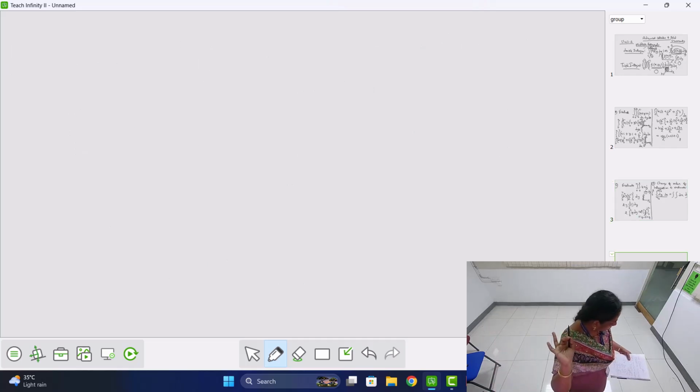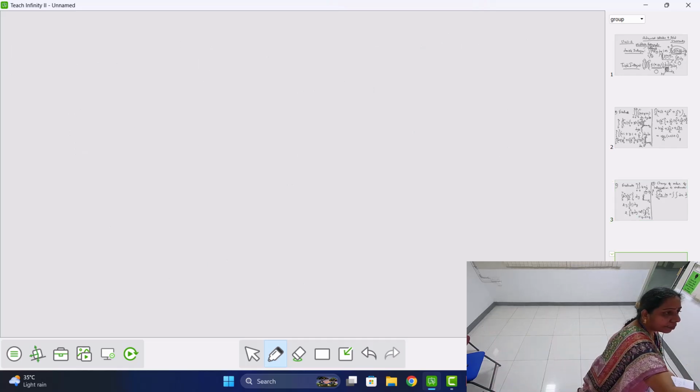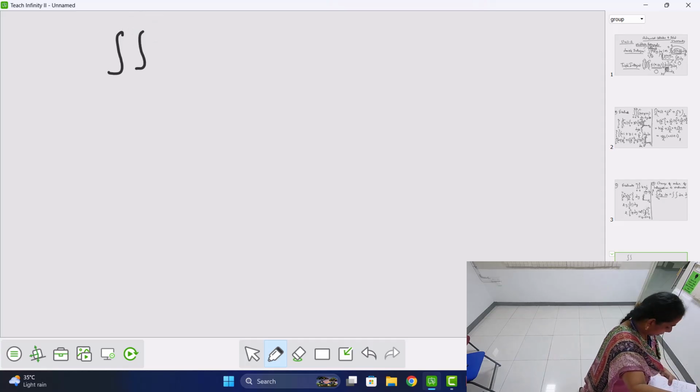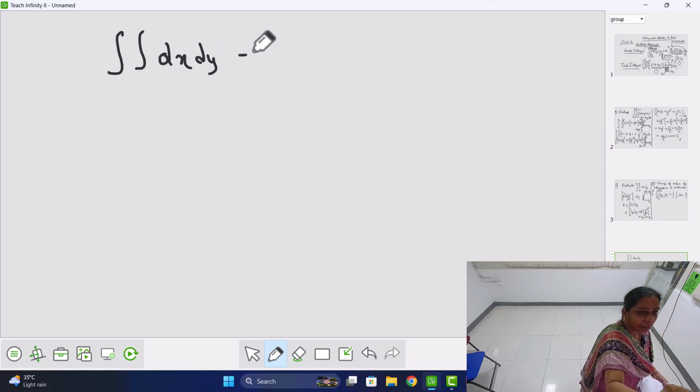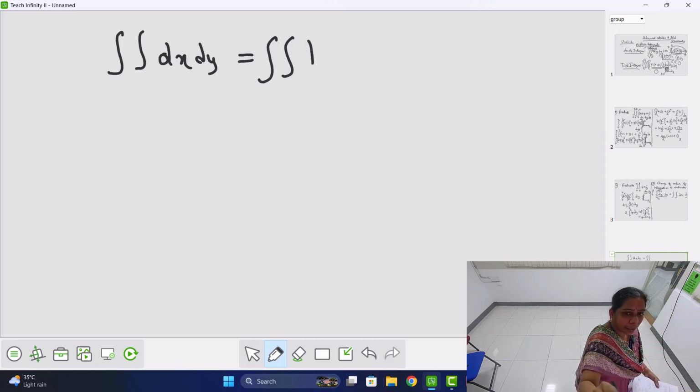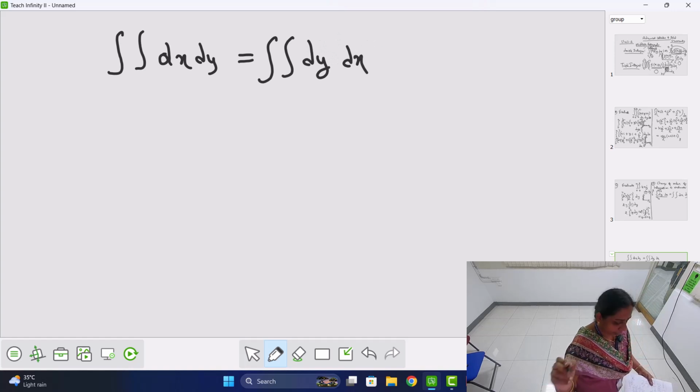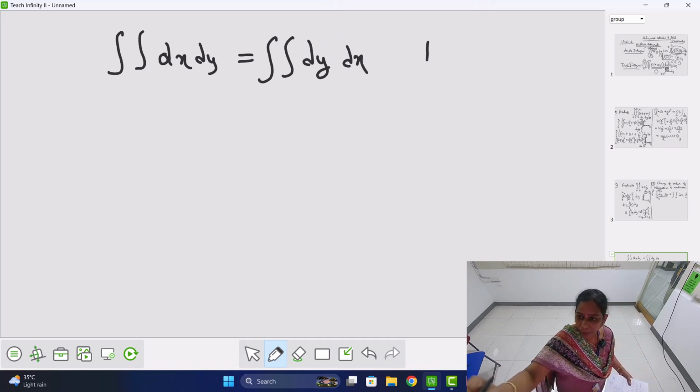Yes, so look into this. So double integral, what is given there? Double integral dx dy, right? It is changed to double integral dy dx. I'll draw you the graph here.